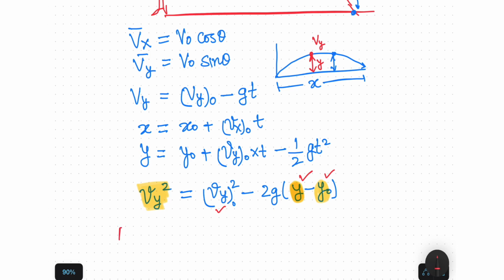You know that at the maximum height of the projectile, vy is equal to 0. So you can utilize this formula to find the maximum height. How? You will make this vy equal to 0 and then put in the values of initial velocity and the initial height. Then you can calculate this y. So this is one of the important formulas in projectile motion.